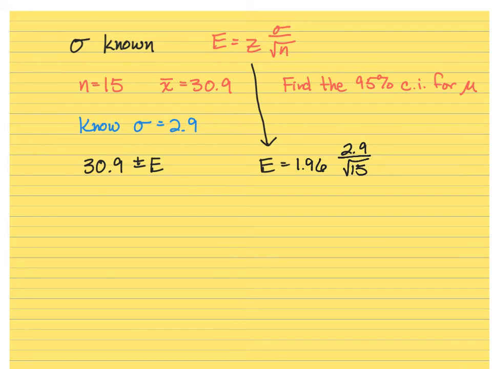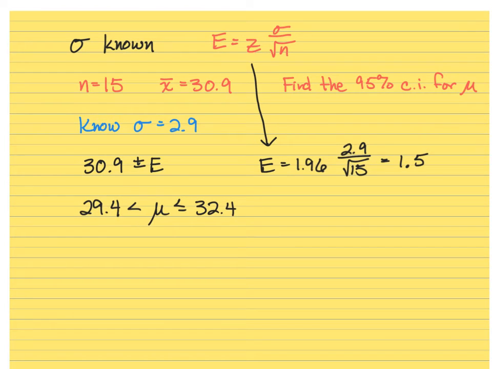We don't have to use t-scores, and we get 1.4. We'll use the same number of decimal points as our summary statistics. The mean 30.9 has one decimal point, so we get to use one decimal point in our answer. So 30.9 minus 1.5 is 29.4, right? And 30.9 plus 1.5 is 32.4. Okay.